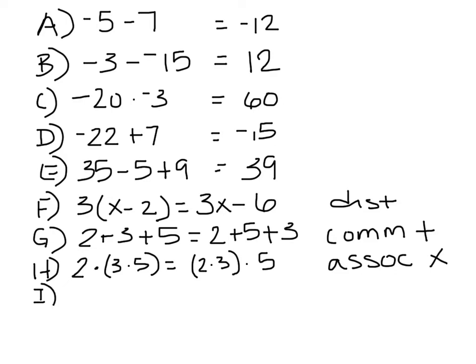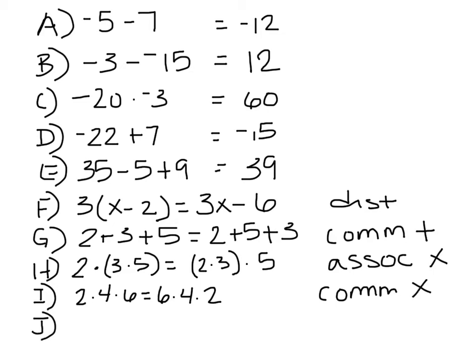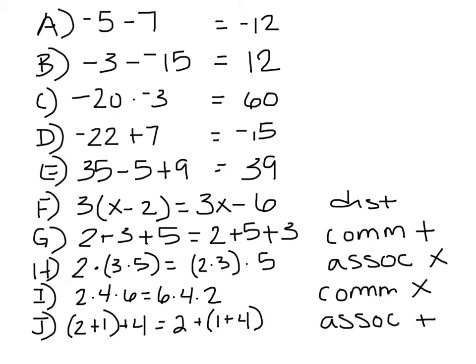I, 2 times 4 times 6 is equal to 6 times 4 times 2. And because there's no quantity or parentheses, this is the commutative property of multiplication. And J is the quantity of 2 plus 1 added to 4 is equal to 2 added to the quantity of 1 plus 4. And because of those parentheses, it's going to be associative of addition. All right, that's the mental math. Let's go on to the problems.